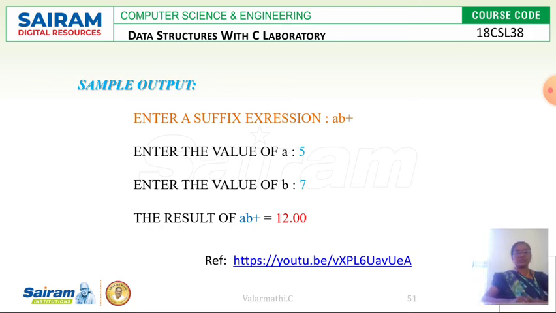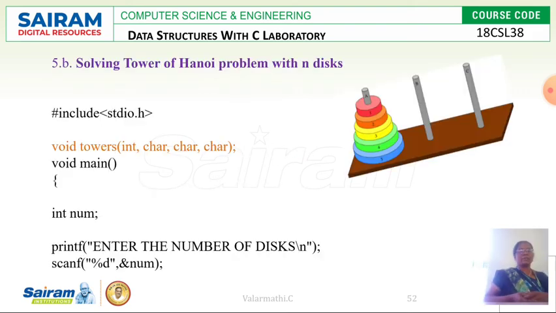If you want to refer, you can refer to this YouTube video, it is given here, right? What is the second part? It is solving the Towers of Hanoi problem with n number of disks. So we know the game of Towers of Hanoi. In one pillar, some disks are arranged, and we need to distribute them properly, right? So here void towers and int, three characters, in the sense three disks. Like that it is declared.